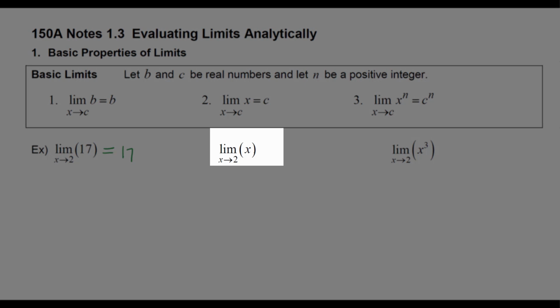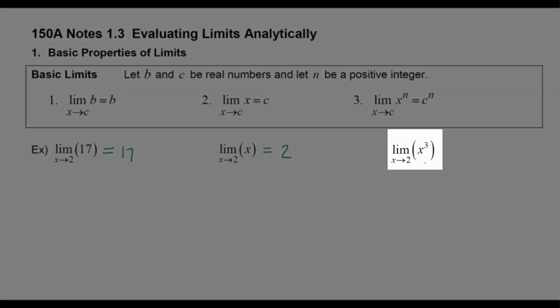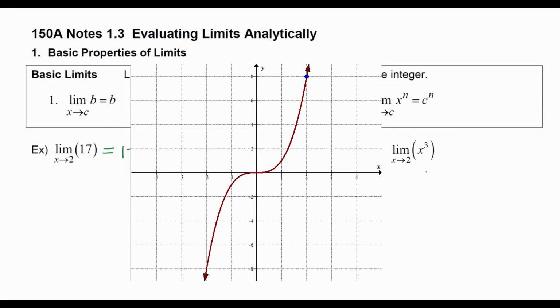Now, what is the limit of the function x as x approaches 2? Yes, this time you have a y equals x graph, right? So as x approaches 2, the limit will be the same as where x is approaching. So the limit of x as x approaches 2 is 2. This time I have a power function x to the 3rd power. And as x approaches 2, it will reach 2 to the 3rd power. So the limit will be equal to 8.